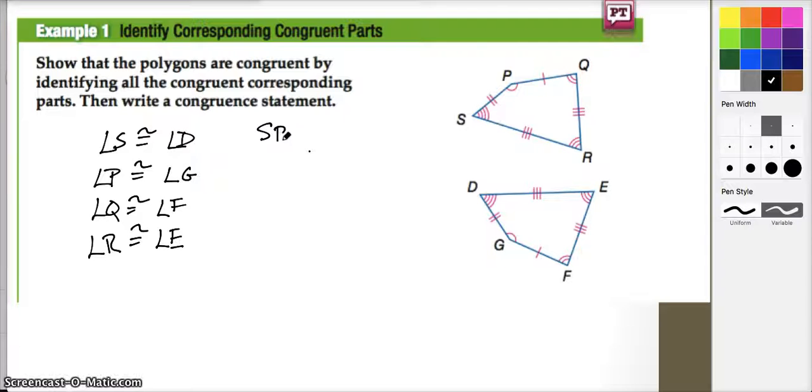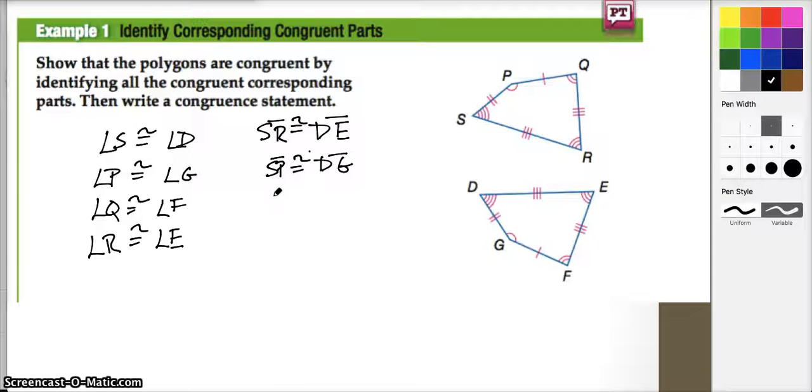So segment SR is congruent. SR has 3 stripes. Notice I'm going to say SR. I can't say ED. I've got to name it in the same order. So SR is congruent to segment DE. You see that? SR and DE. I'm sorry, SP is congruent to DG.